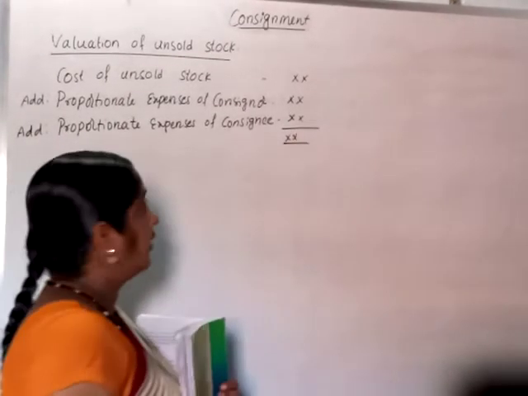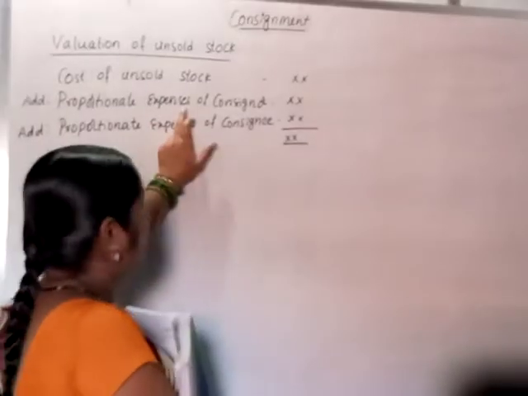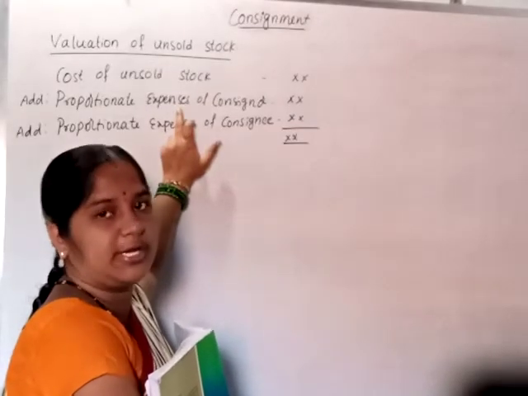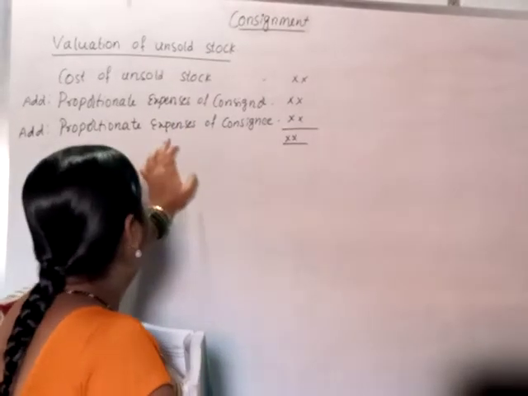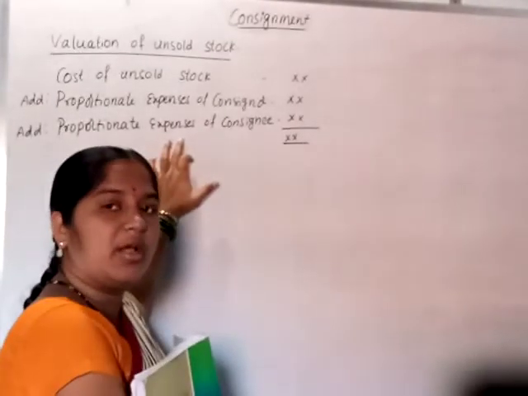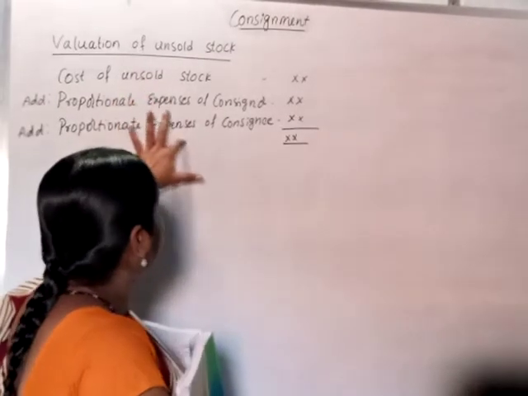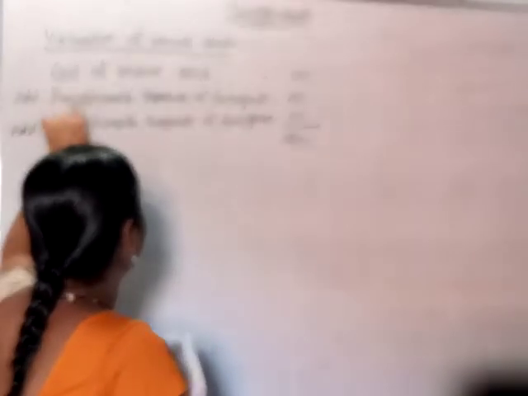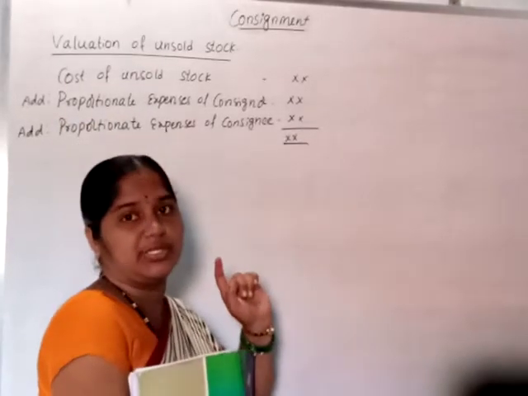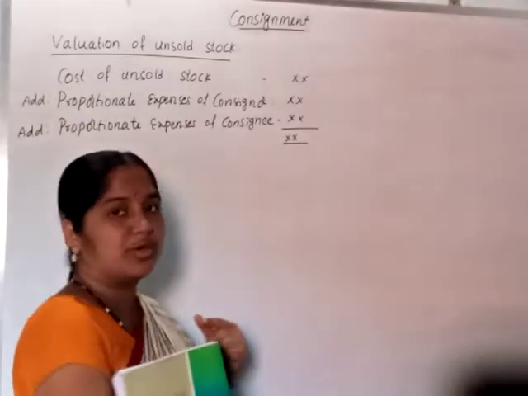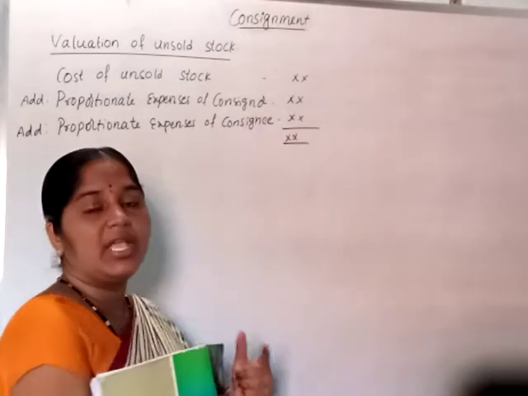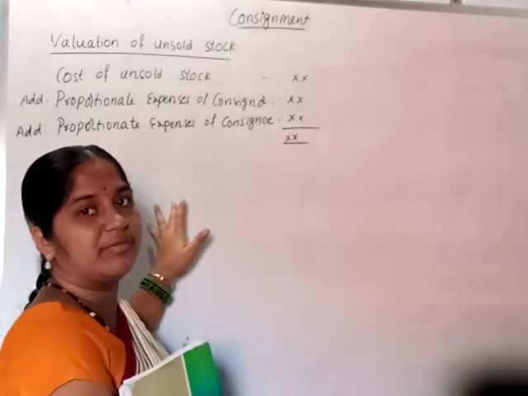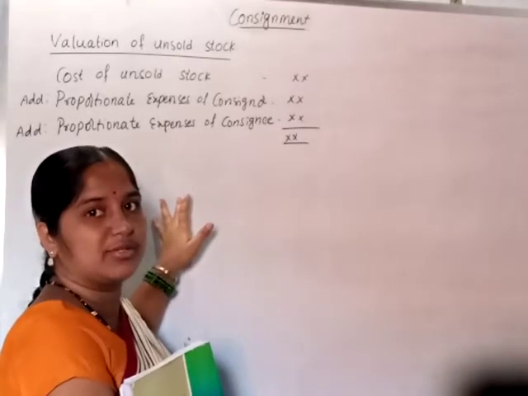Here I am saying proportionate expenditure. Expenses means which type of expenditure? Non-recurring expenditure. Proportionate expenditure means non-recurring expenditure of the consignor and the consignee. And what proportion here? Unsold proportion. We have to apply the unsold proportion on the expenses. This is the procedure we have to follow for the calculation of the unsold stock.